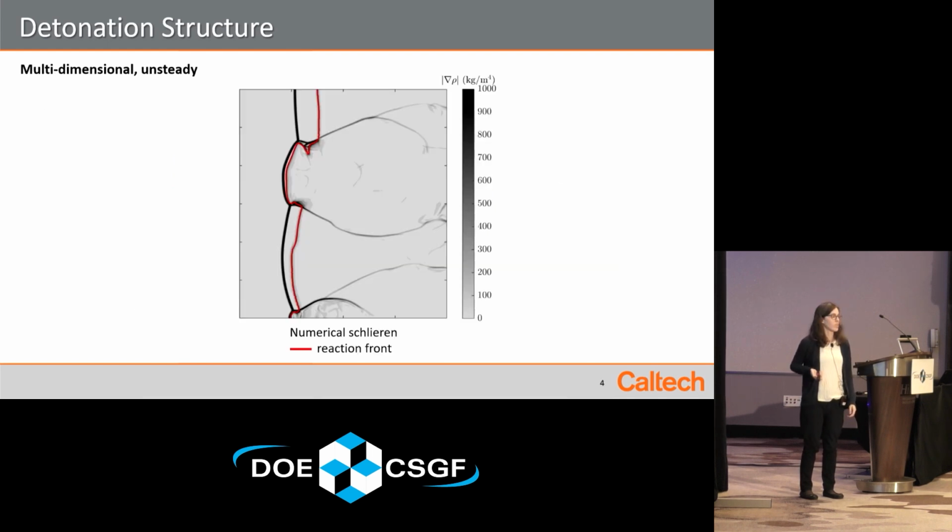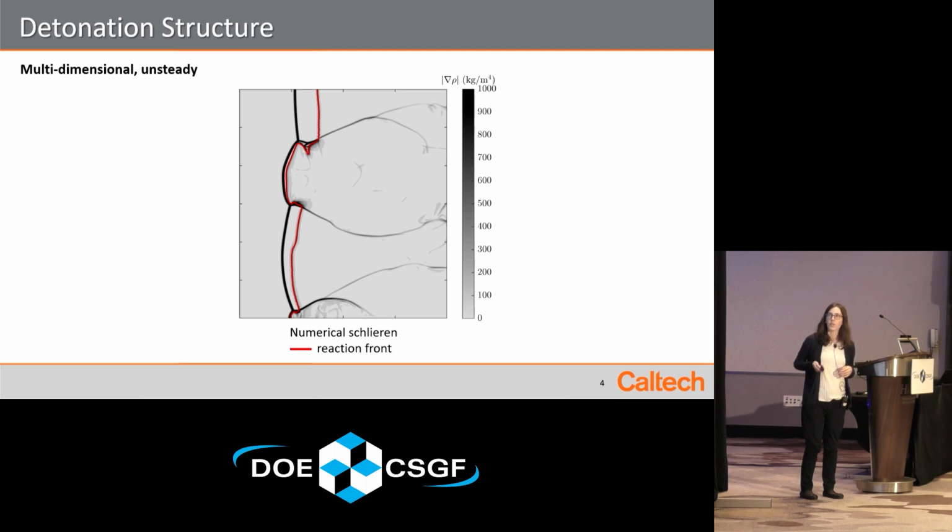If we go to multiple dimensions, the structure becomes a lot more complicated. We can no longer assume it's a steady detonation. There's a lot of unsteady processes occurring. What I'm showing here is the magnitude of the density gradient. Where there are darker lines, those are shock waves. And the red line is indicating where the chemistry is starting to occur.